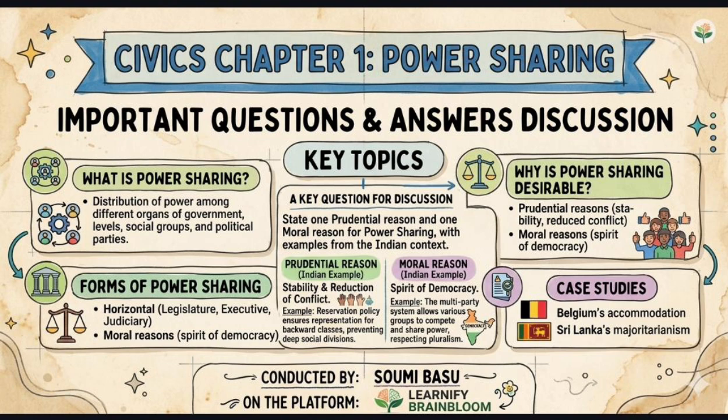Now, power sharing for moral reasons is based on moral considerations. An example of power sharing for a moral reason is decentralization of powers in India through formation of local, state, and central governments operating at different levels. Here, power is morally shared between different governments. Now, let's go to another question.